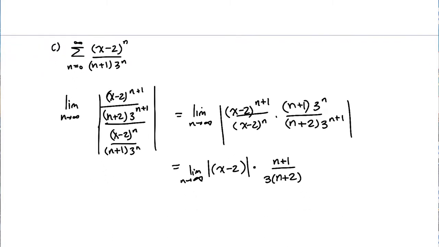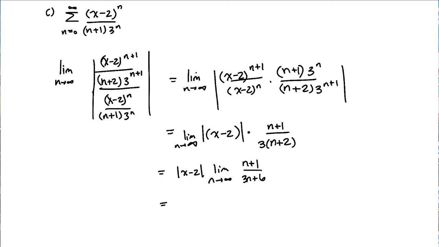Which gives me the absolute value of x minus 2 getting factored out, taking the limit as n goes to infinity of (n plus 1) over (3n plus 6). And that limit ends up being, factoring out the n, we have 1 plus 1 over n in the numerator and 3 plus 6 over n in the denominator. The n's reduced, so we're left with a third. So our limit reduces to 1/3 times |x minus 2|.